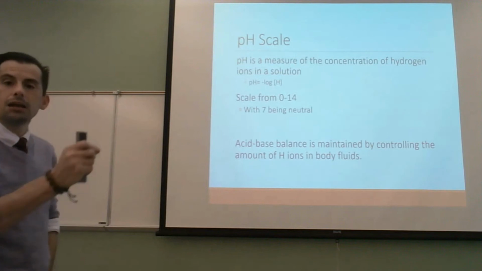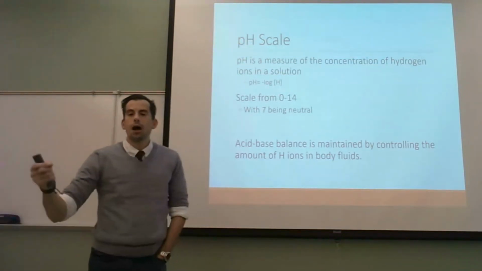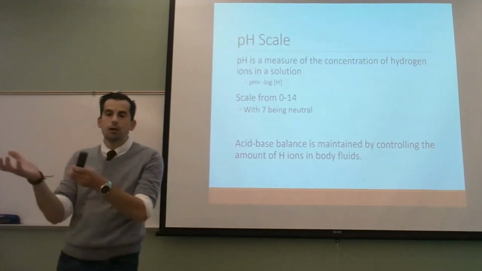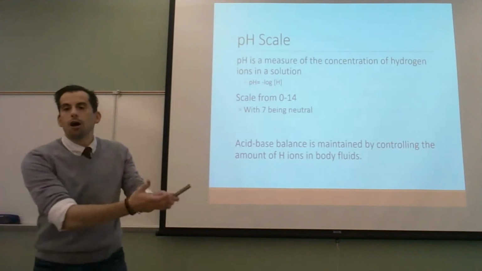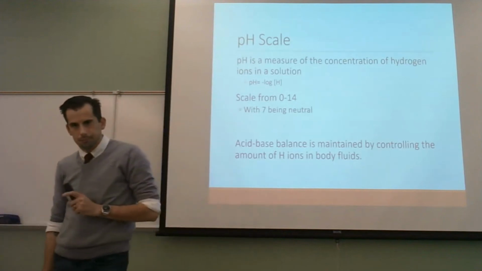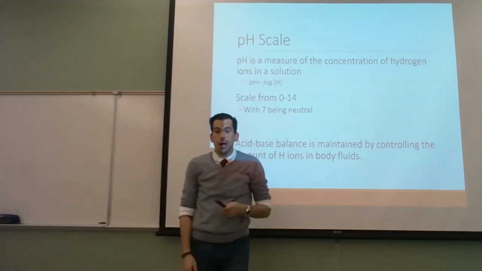An acid is any chemical that releases free hydrogen ions into a solution. If you have a molecule, you put it into water, and that molecule gives off free hydrogen ions, that's an acid. We need those free hydrogen ions in order to calculate pH.